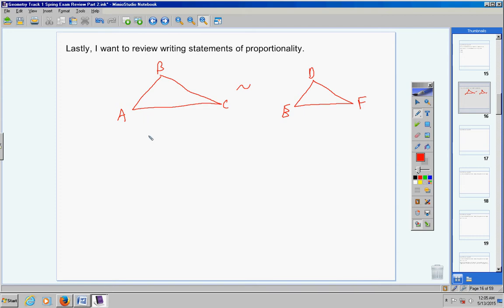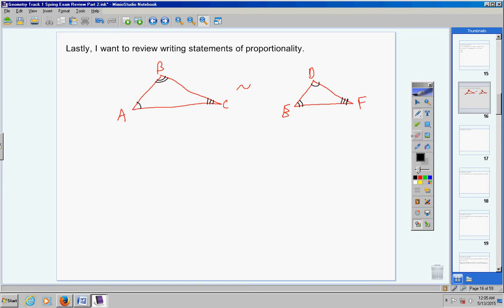Okay. Now I want to do something a little interesting here to throw a curveball at you. You're thinking this angle's congruent to this angle. I'm going to switch it up. I'm going to say this angle's congruent to this angle. This angle here is congruent to this angle here. And this angle here is congruent to this angle here. So please mark that on your notes, okay?